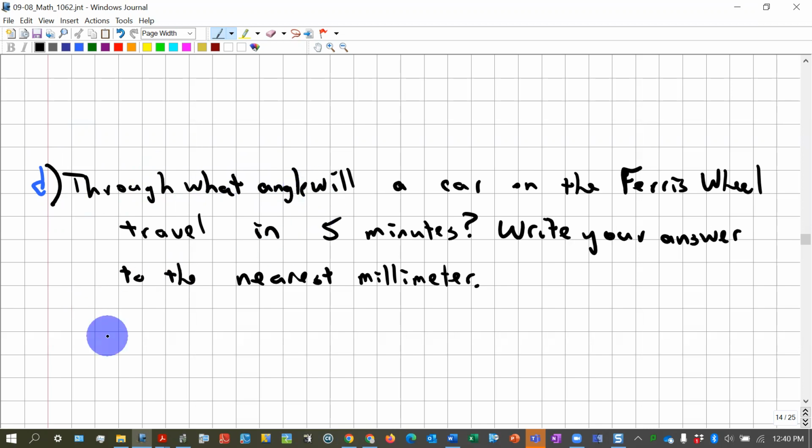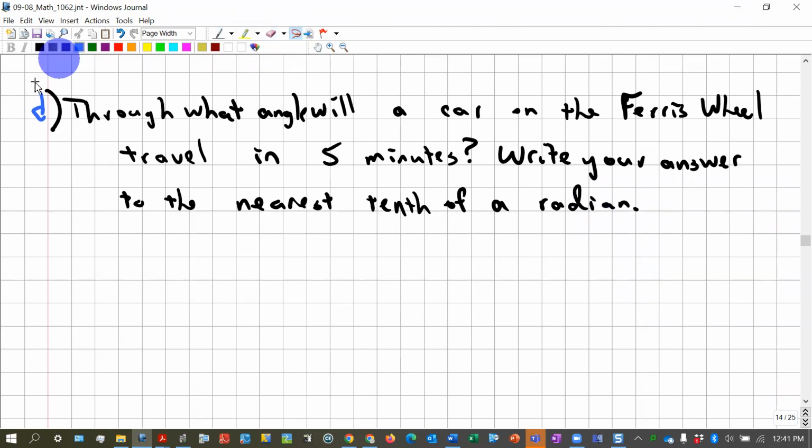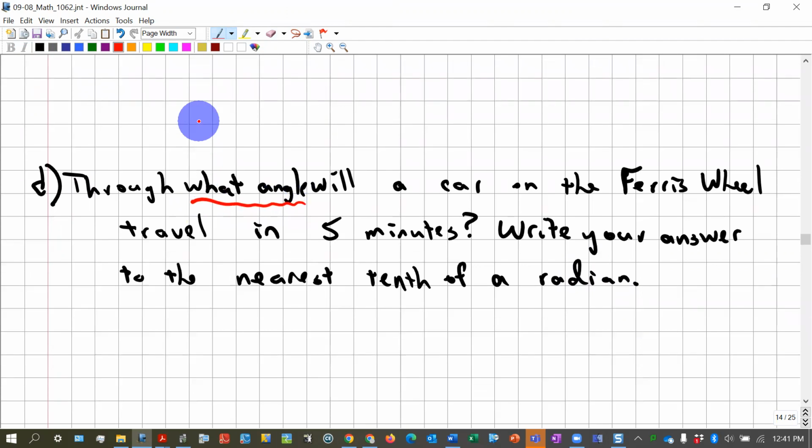Through what angle will a car travel in 5 minutes, and round to the nearest tenth of a radian? So again, it's important to know what the question is asking. It's asking for an angle, which is an amount, not a rate.